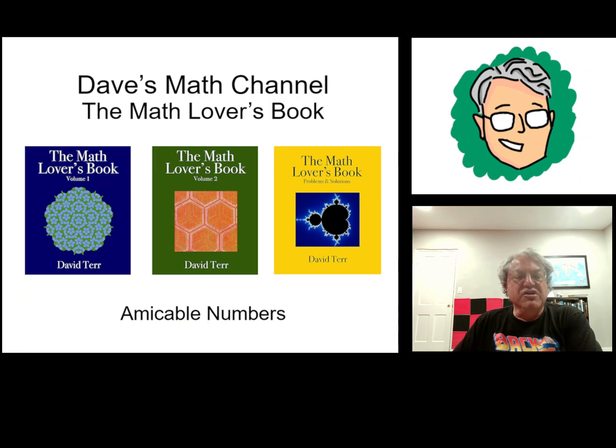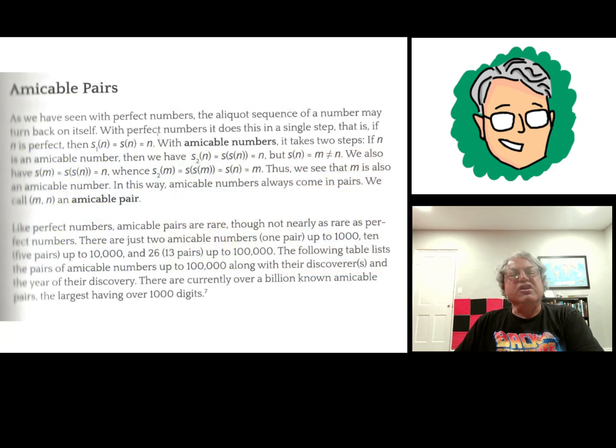And like I said, I'm up to chapter 2, section 2.5, as a matter of fact. Chapter 2 is on numbers, and section 2.5 is on aliquot sequences, which include perfect, amicable, and sociable numbers. So today I'm going to talk about amicable numbers. So what are amicable numbers? They're also known as amicable pairs. They always come in pairs.